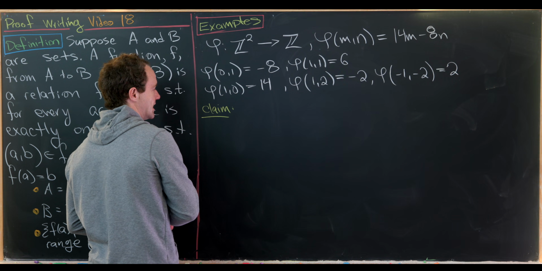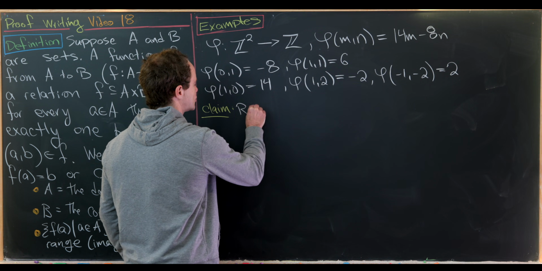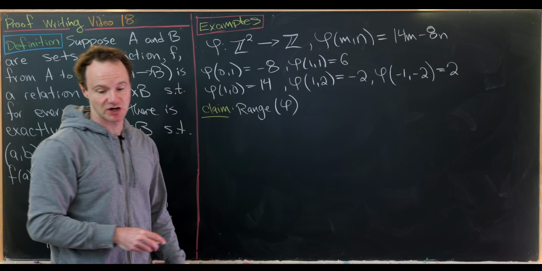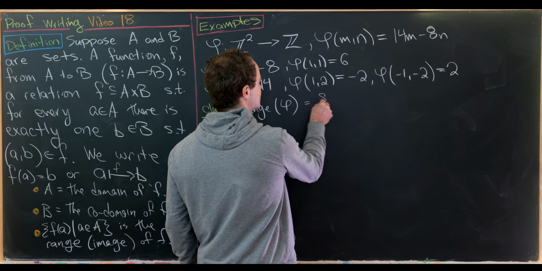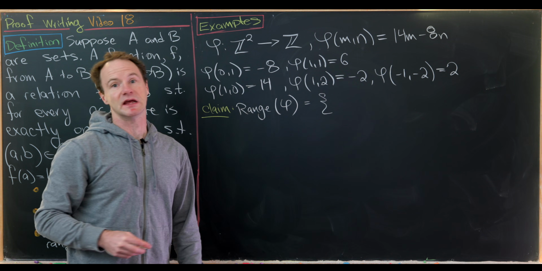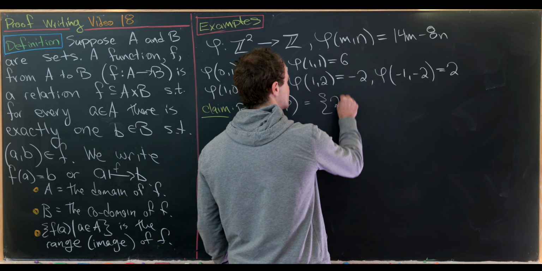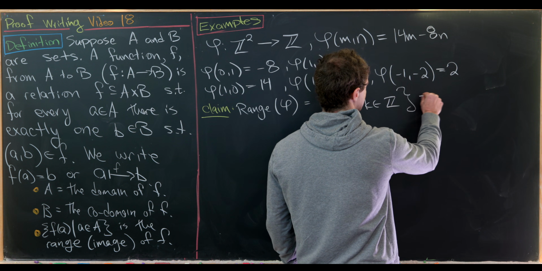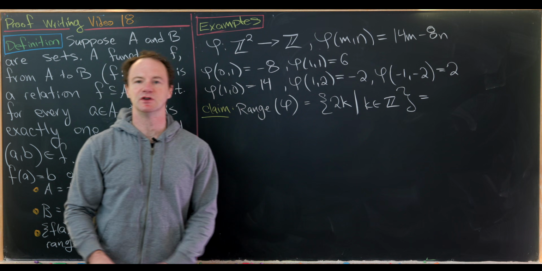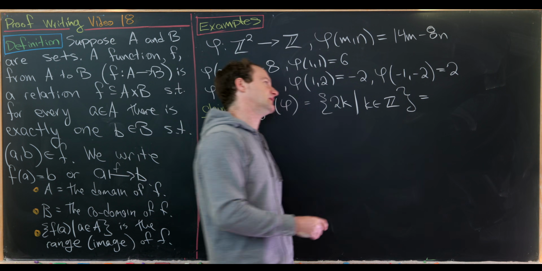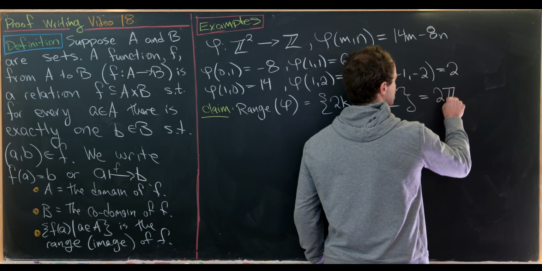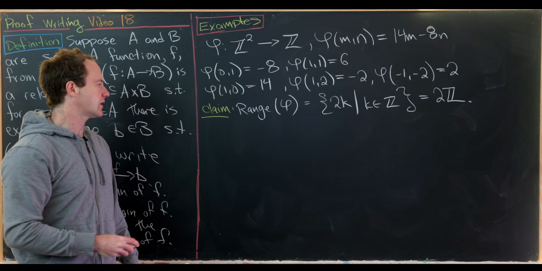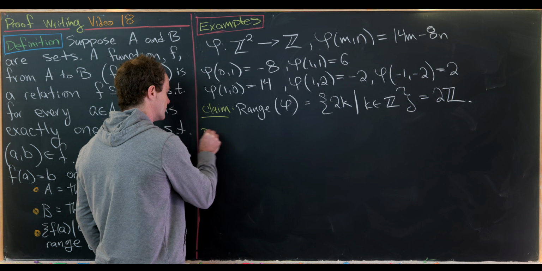So here's our claim: the range of phi is equal to all even integers. So we could write this as 2 times k such that k runs through all integers. But let's recall using some notation similar to what we had in a previous video. That could be 2Z. That says we're scaling every integer by 2. Okay, so let's see how this proof goes.